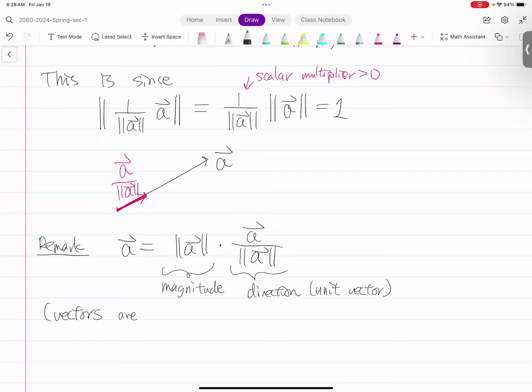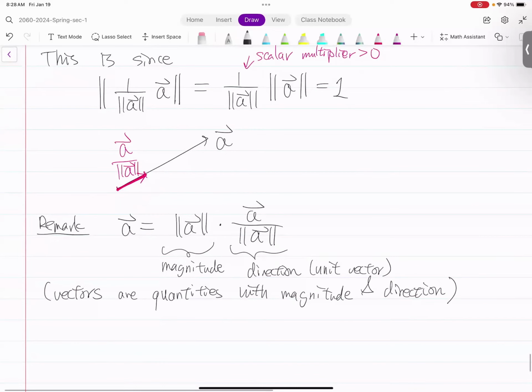Here we just need to emphasize that vectors are quantities with magnitude and direction. The magnitude is given by the calculation that we had a while ago, and the direction is a unit vector along the same direction. So we mentioned that the unit vector can be calculated as long as we have a non-zero vector.